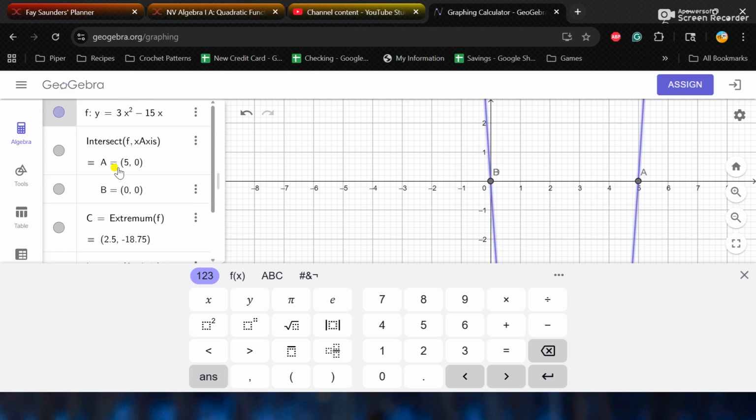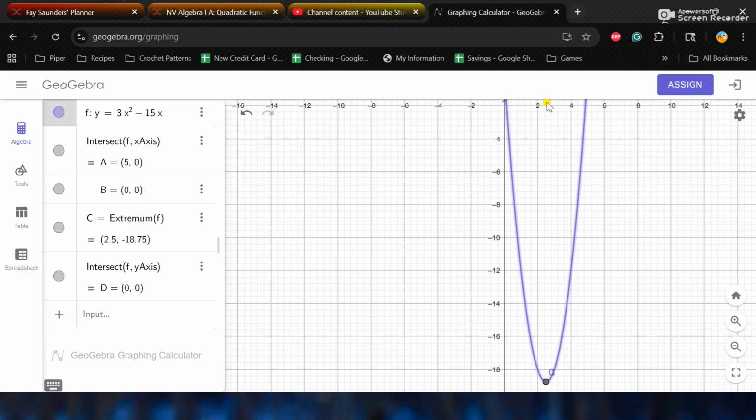So the intercepts are 5, 0 and 0, 0. The extremum is, if we come down here and look, a minimum, which is 2.5 and negative 18.75. The axis of symmetry is x equals 2.5. The y-intercept, which is right here, they call it the intercept, is 0, 0.